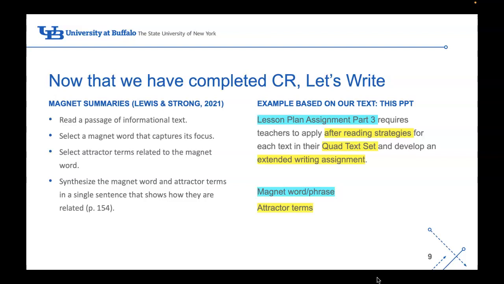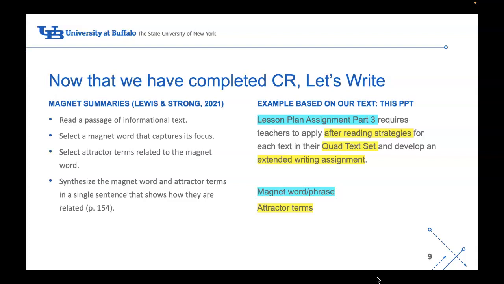So a magnet summary follows 4 main components. You're giving students a specific passage of informational text. You have the student identify a magnet word. In this example, I'm going to use a magnet phrase. And then what are the attractor words or what's connected to that magnet phrase? And then students are required to synthesize that information in a single sentence.